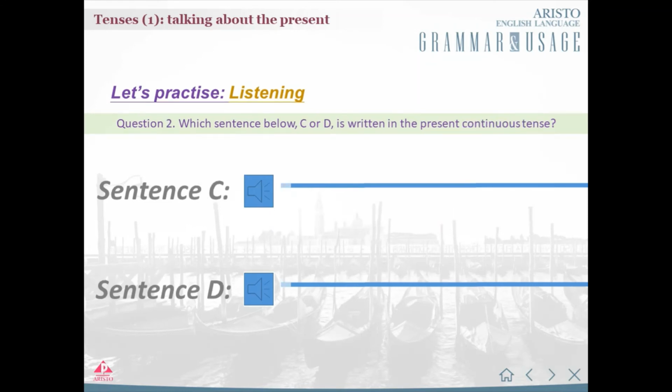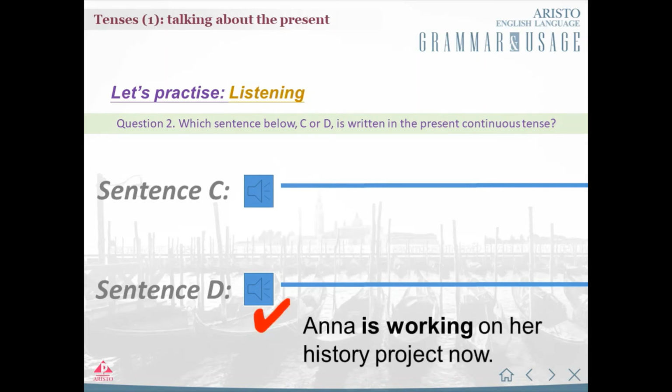Question 2. Listen to sentence C and sentence D and identify which one is written in the present continuous tense. C. Anna has been working all day. D. Anna is working on her history project now. The answer is D. Anna is working on her history project now.